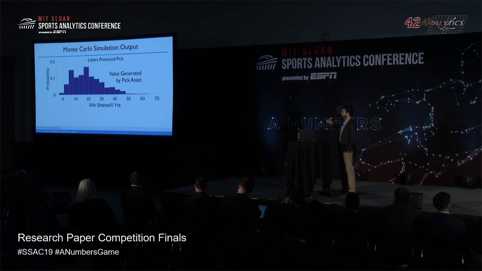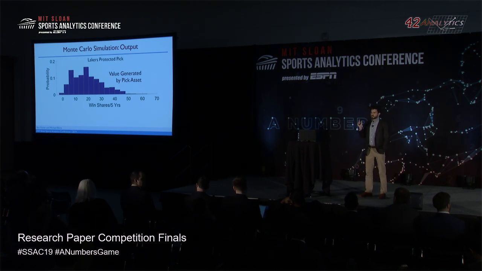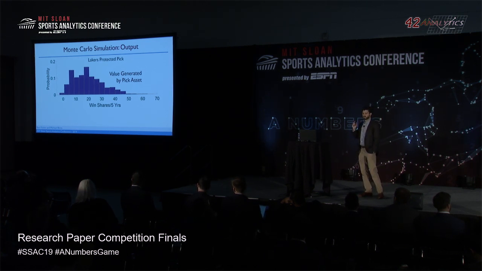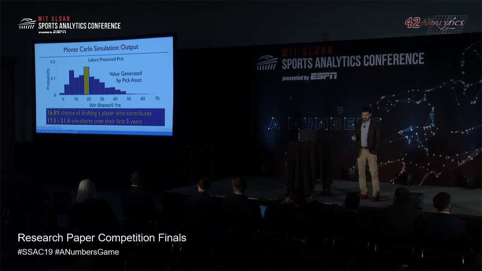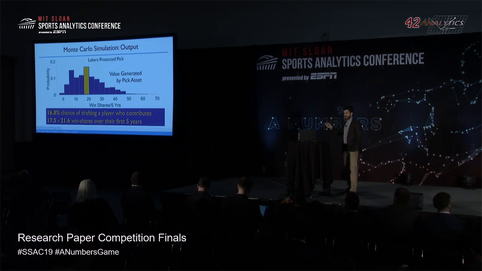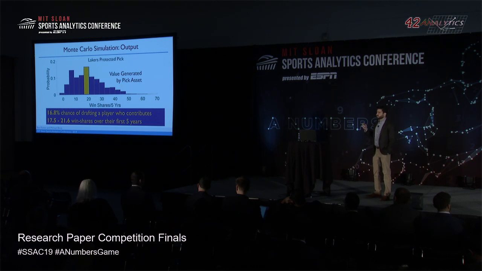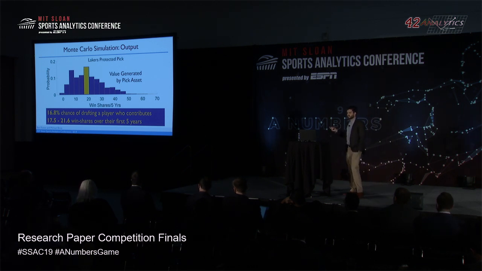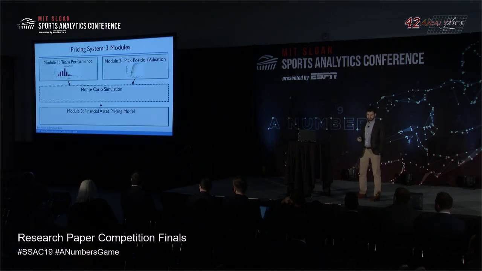So this is win shares over 5 years across the x-axis and probability on the y. And it's this distribution created from the specific pick asset. So that Lakers protected pick traded at the trade deadline in 2015. And so to interpret this, you might say, okay, well, the team that has this, it turns out it's the Sixers, has a 16.8% chance of drafting a player who we would expect to contribute 17.5 to 21.5 win shares over their first 5 years in the league.